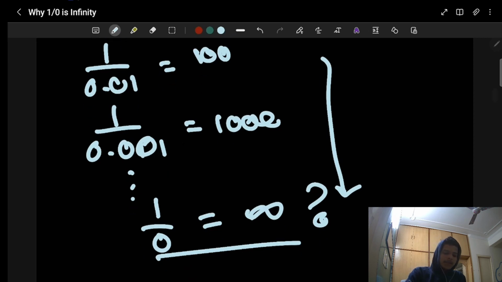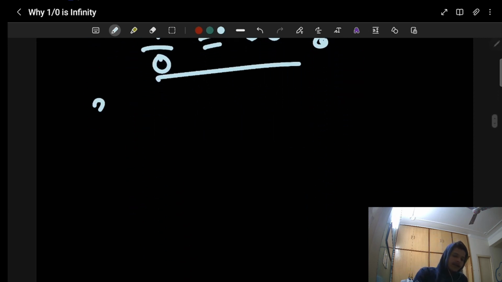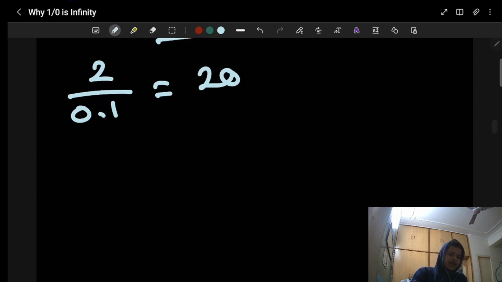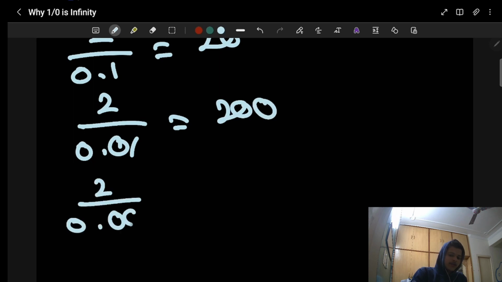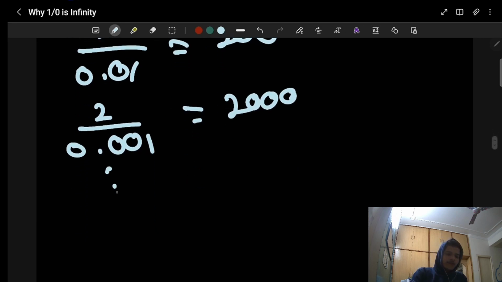But then what Eddie says is, what if we take 2 upon 0.1? This is equal to 20. If we take 2 upon 0.01, this is equal to 200. And if we take 2 upon 0.001, this is equal to 2,000. So in similar fashion, this also approaches 2 upon 0, and this approaches infinity.